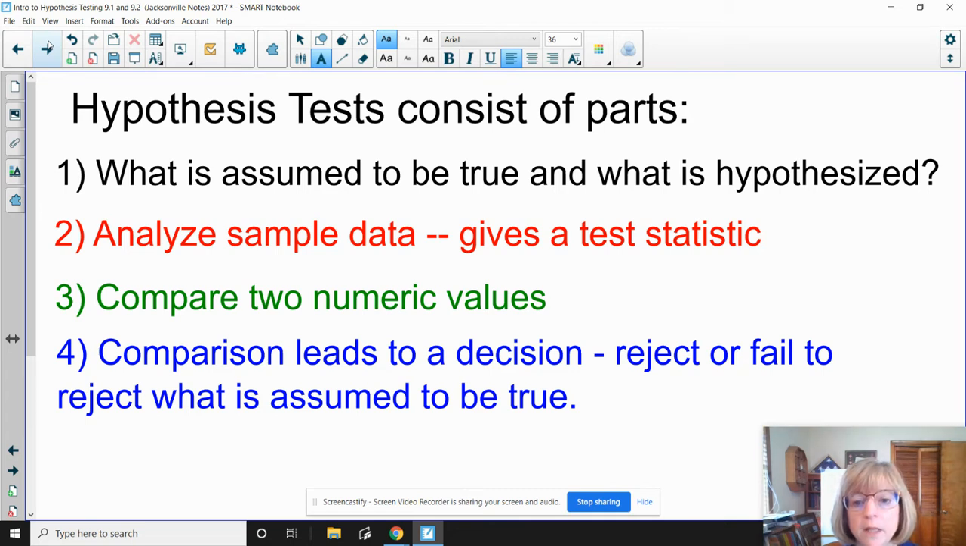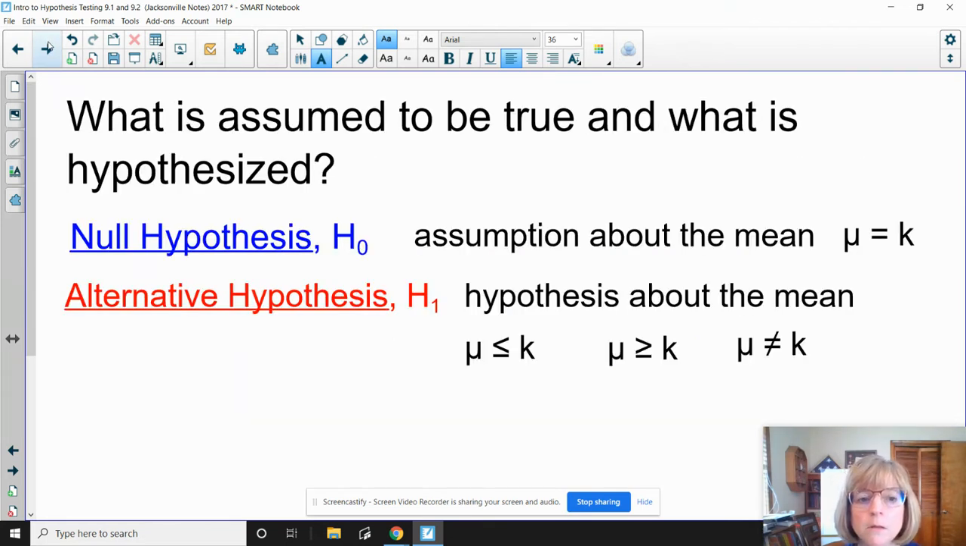Analyzing sample data gives us a test statistic, comparing a couple of values, and based on the results of this comparison, we decide to reject our assumption or fail to reject our assumption. Now, I should point out these hypothesis tests are always statements about the mean. We are hypothesizing the average of a population is less or greater or not equal to something, which gets us to what's called the null hypothesis and the alternative hypothesis.